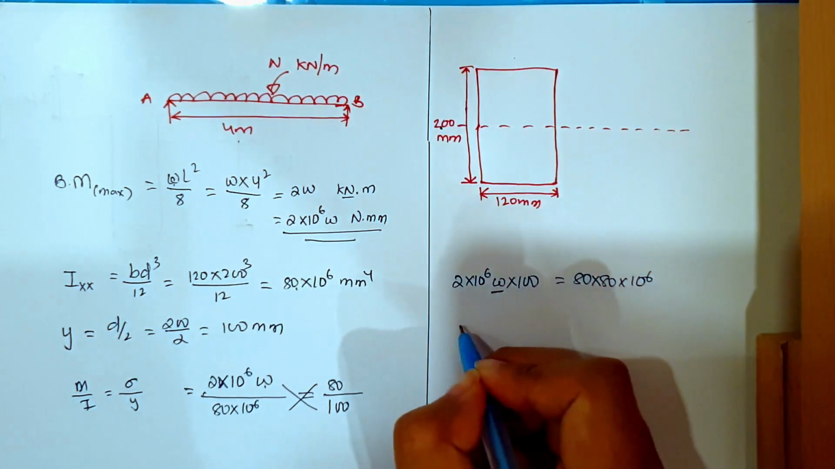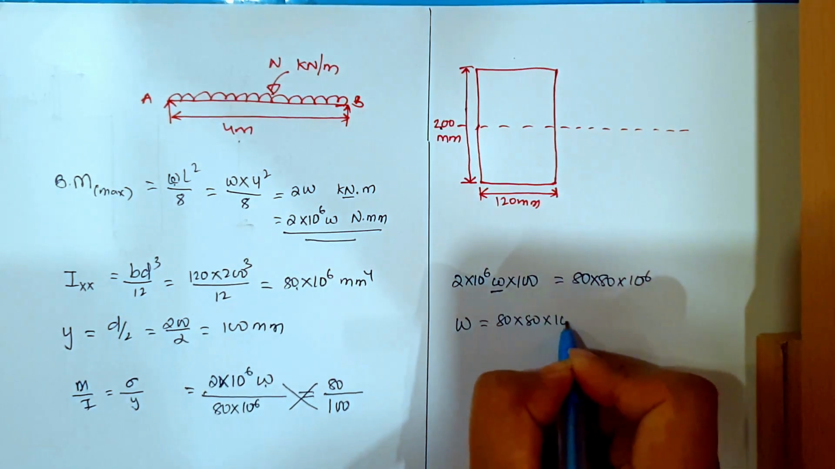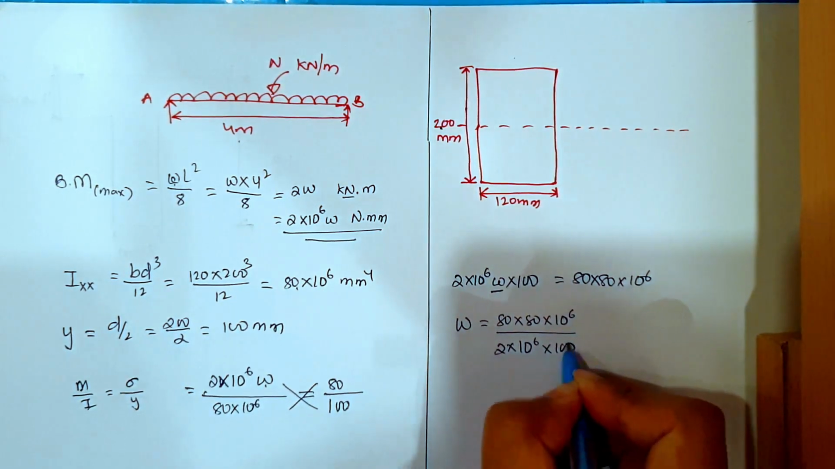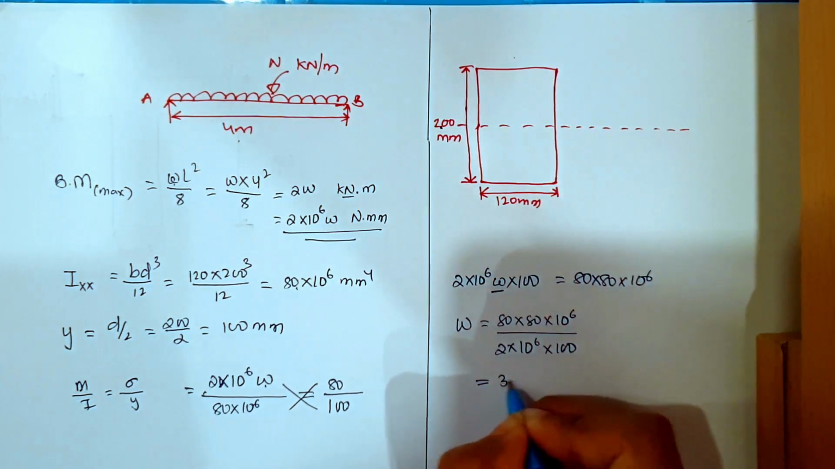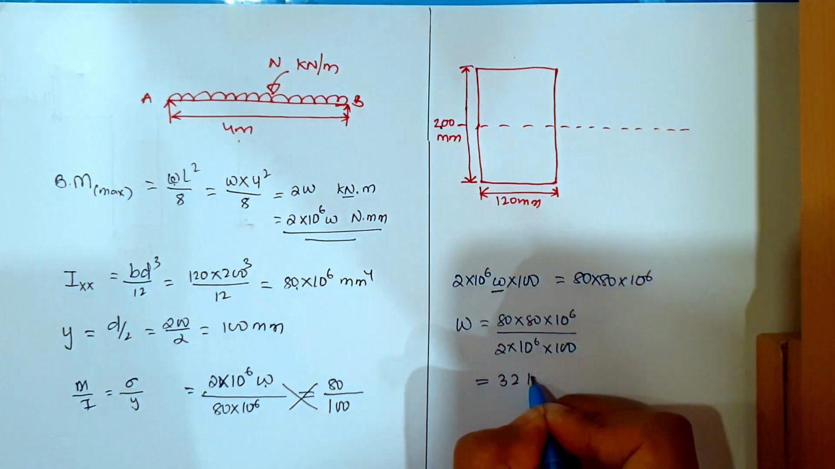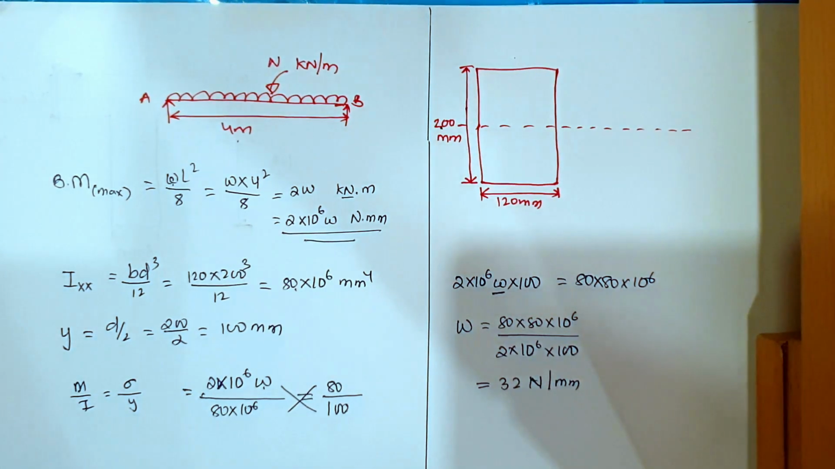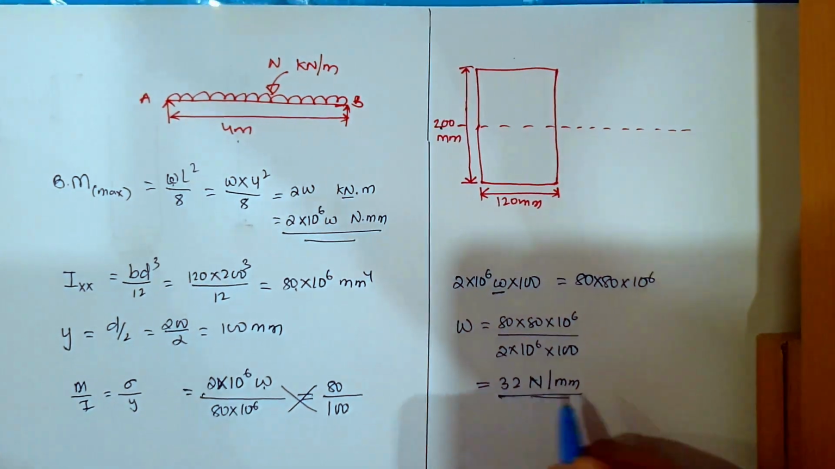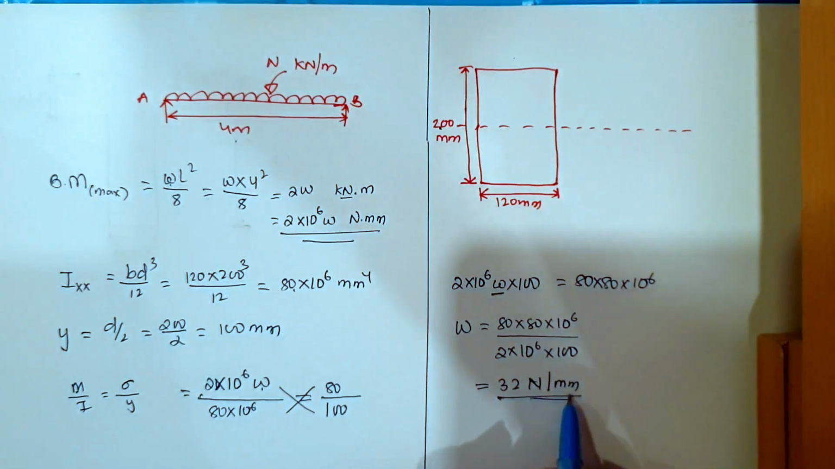Now from here you only have to find W, so keeping W on one side, W equals 80 into 10 raised to power 6 divided by 2 into 10 raised to power 6 into 100. So from here you get the value of W equal to 32 newton per mm. So the value of W here is equal to 32 newton per mm.